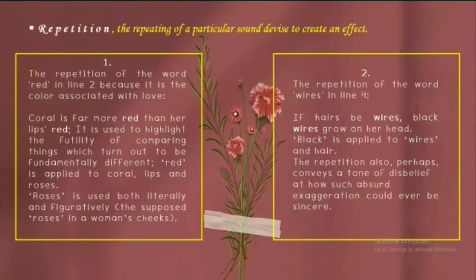Second, the repetition of the word wires in line 4. If hairs be wires, black wires grow on her head. Black is applied to wires and hair. The repetition also perhaps conveys a tone of disbelief at how such absurd exaggeration could ever be sincere.